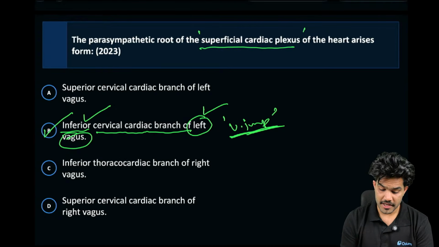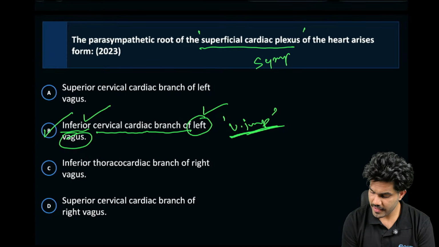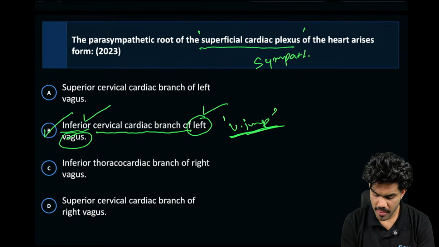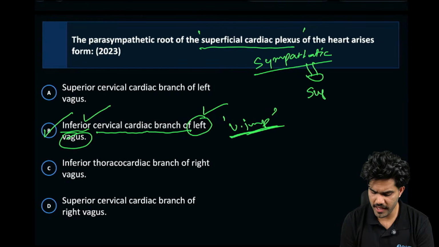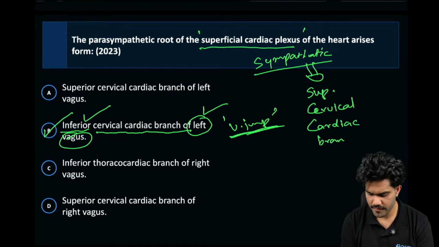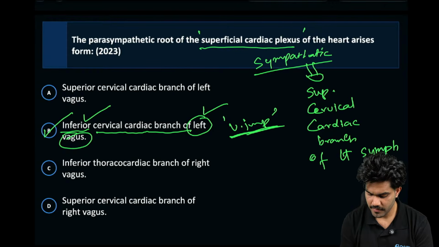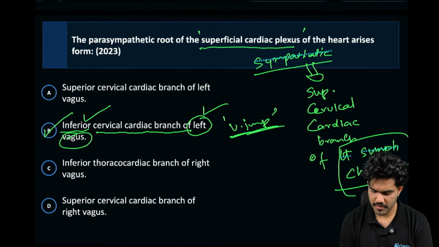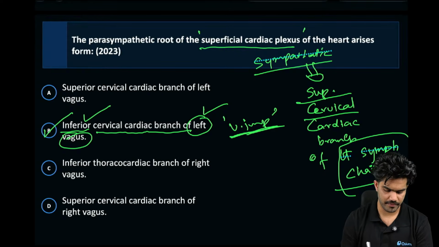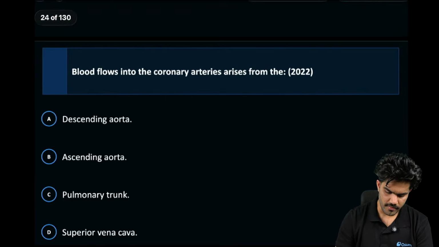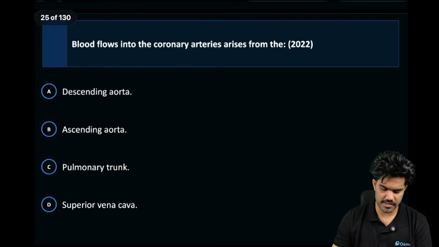Okay, and if they ask sympathetic, so it means sympathetic which route? Superior cervical cardiac branch of left sympathetic chain. Okay, remember, this one, left sympathetic chain, superior cervical. Now, let's move into next question.